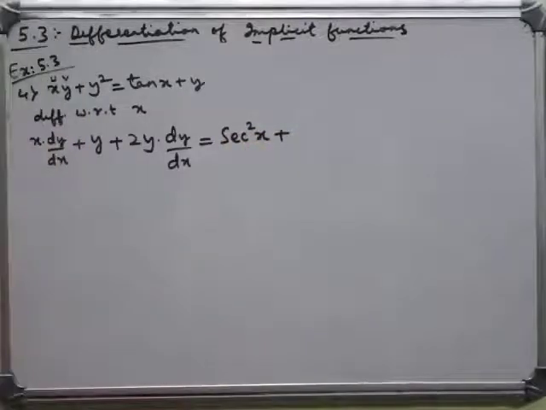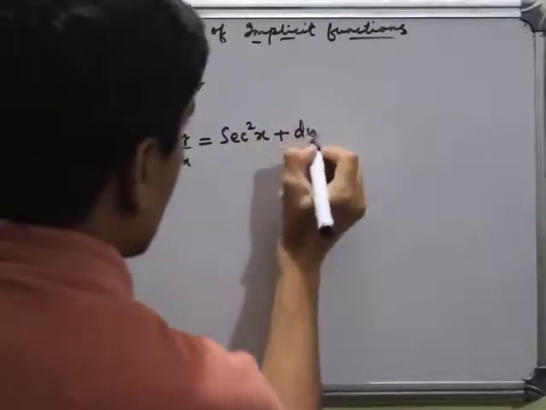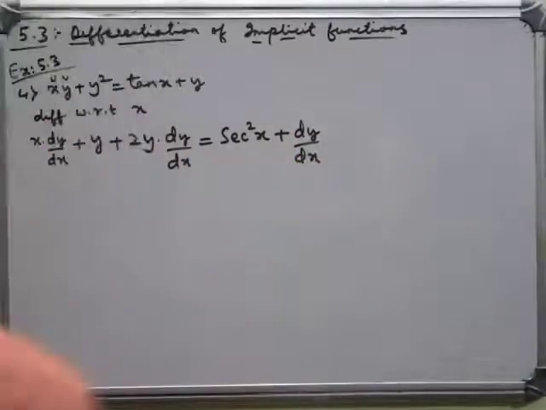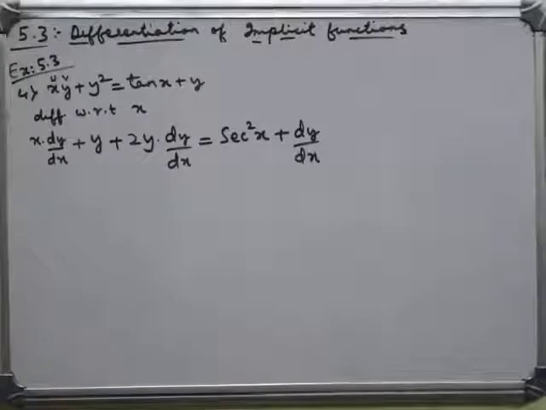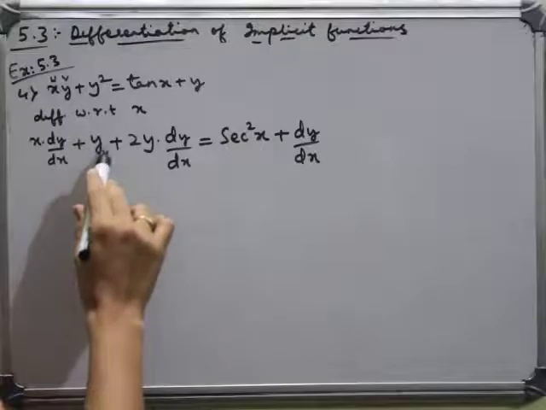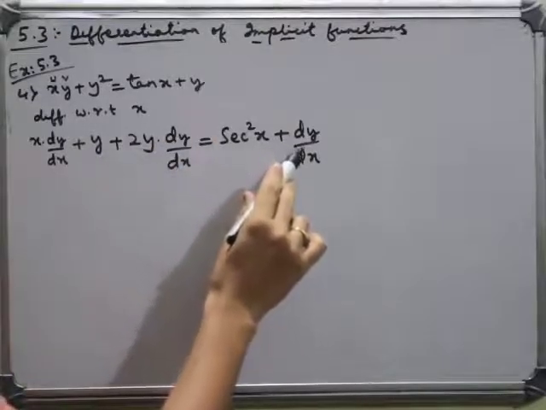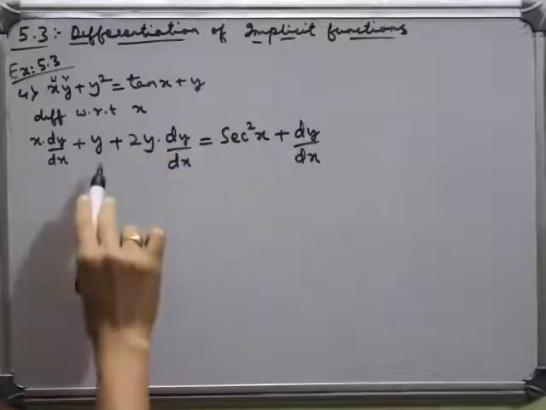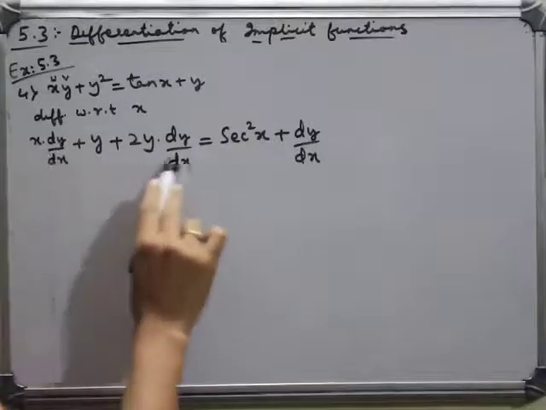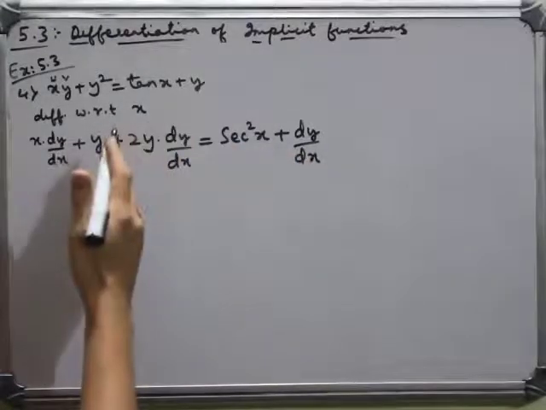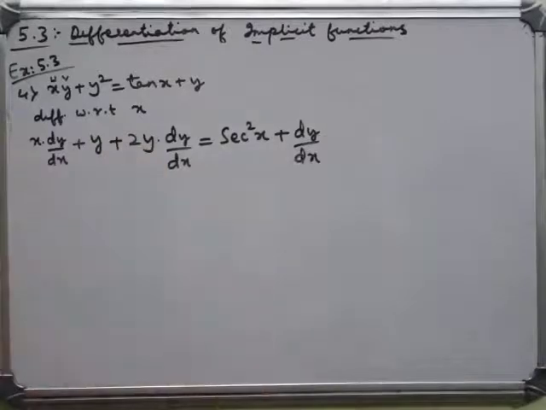plus differentiation of y, differentiation of y is dy by dx. Okay, so this is how we have to differentiate. So next, separate the terms. What I am going to do is, I will move out this y to RHS and I will take this dy by dx to LHS, so that all dy by dx terms will be at the LHS and other terms will be at RHS. Okay, so let's do that.